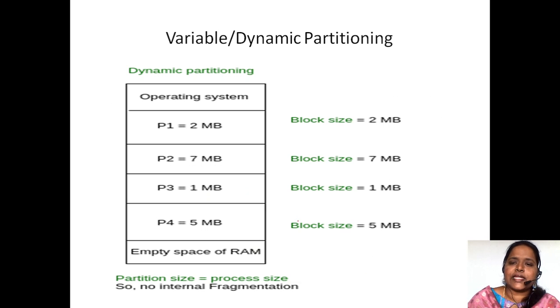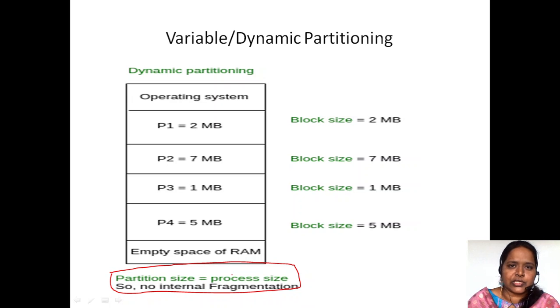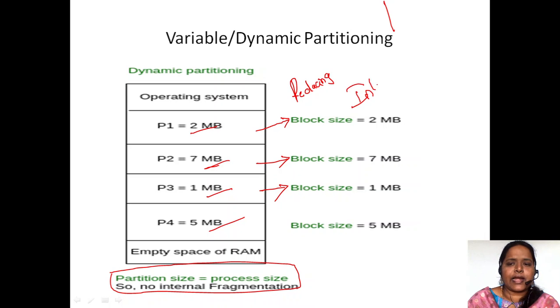Fine. If you see the example here, the main thing you have to keep in mind is that the partition size is equal to the process size. Here process P1 needs 2 MB, so the partition is also 2 MB. Process P2 needs 7 MB, the partition is also 7 MB. P3 needs 1 MB, the partition is also 1 MB. Likewise, the need of the process is equal to the size of the partition. So that's why we are completely eliminating or reducing the internal fragmentation.